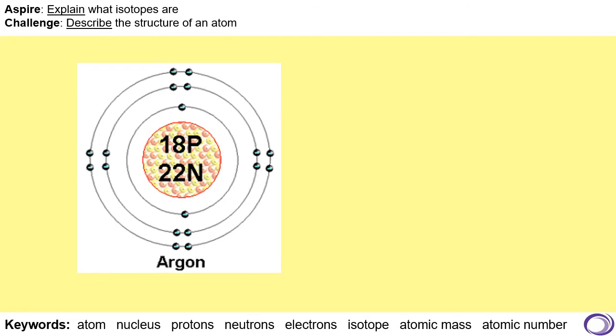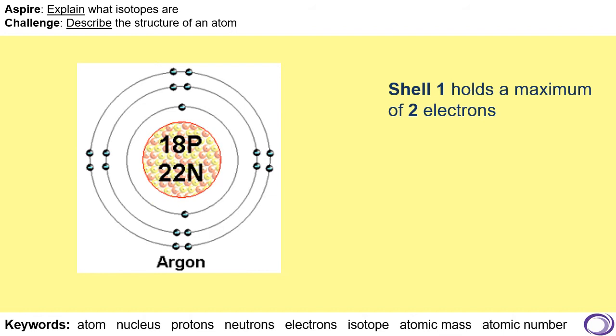Here's the example of argon, and you can see that in the nucleus, argon has got 18 protons and 22 neutrons. Now, when we draw atoms, we don't tend to draw the protons and neutrons in the nucleus because you get to the point where there are just too many of them and it would just be a waste of time. But we do draw the electrons in shells quite often, and you need to remember that the first shell in an atom can hold a maximum of 2 electrons.